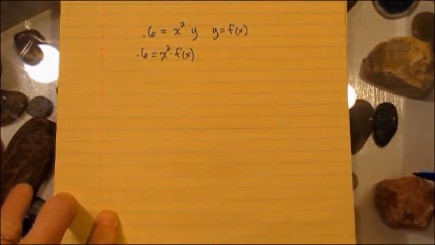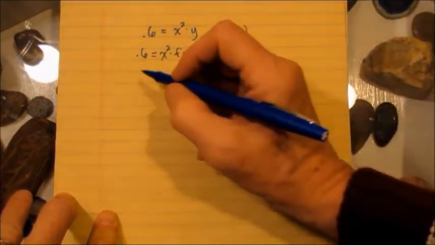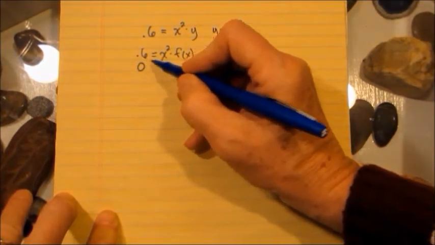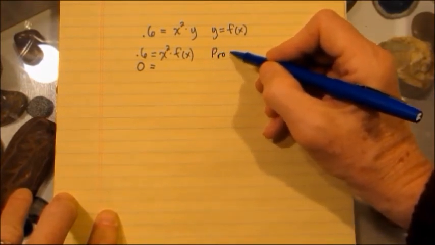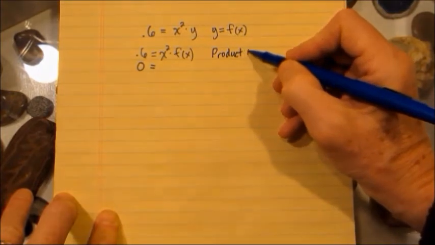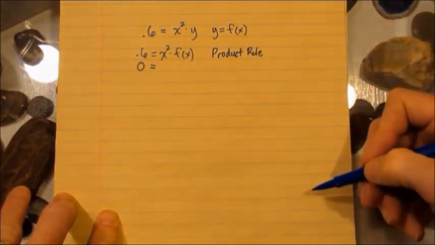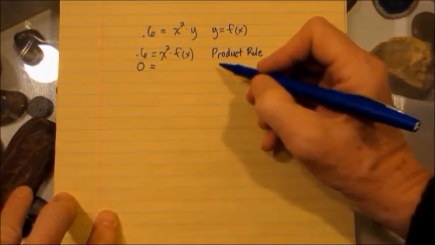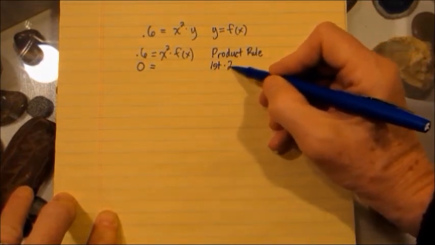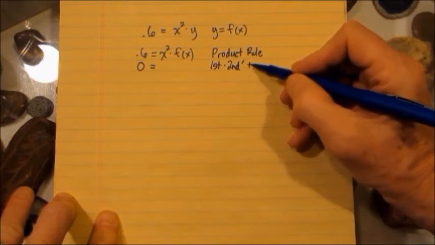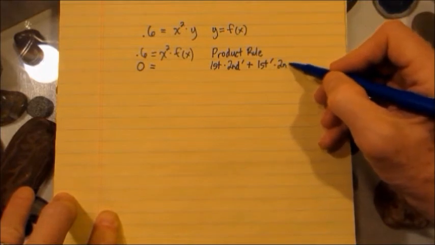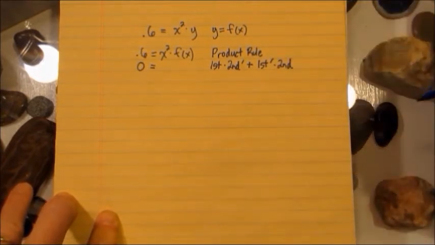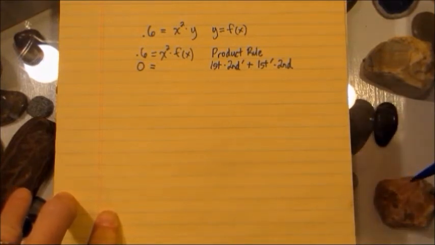So now we're ready to take the derivative. On the left side, we have a constant, 0.6, so the derivative is 0 because the derivative of any constant is 0. And on the right side, we have a product, so we're going to have to do the product rule. Remember, the product rule says that you leave one function alone, and then you multiply by the other derivative, and then you do the reverse. The function you left alone, you take its derivative and then multiply by the function whose derivative you took, you leave alone. So first times derivative of the second plus the second times derivative of the first.